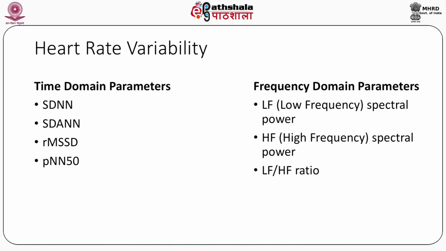This is because acetylcholine decays faster, and thereby any changes in the parasympathetic system are seen in the form of slightly higher frequency oscillations. And the LF by HF ratio, which is the low frequency by high frequency ratio, will give us the balance of parasympathetic and sympathetic descending influences on the heart.